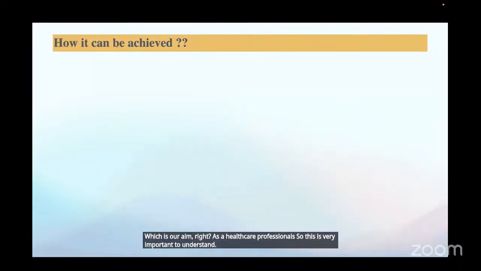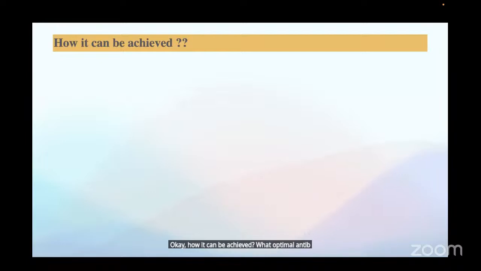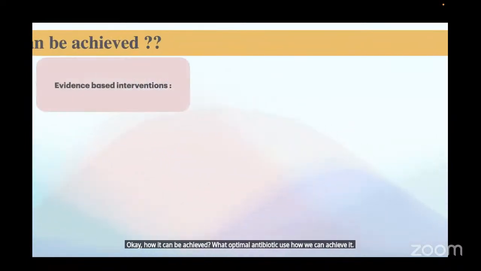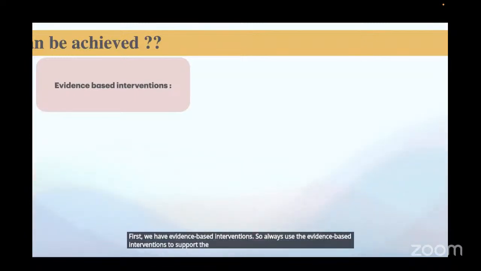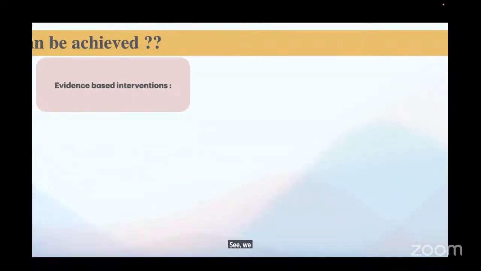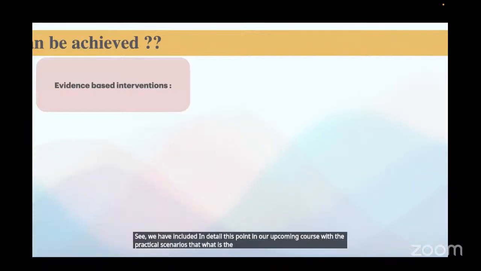How can it be achieved? What is optimal antibiotic use, and how can we achieve it? We have some ideas. First, we have evidence-based interventions. Always use evidence-based interventions to support the selection of your best antibiotics. We have included this point in detail in our upcoming course with practical scenarios on what an evidence-based intervention is. When you have previous data and electronic health records, you can intervene, and by seeing those results you can further evaluate what the particular patient needs, and how we can modify your optimal use of antibiotics.